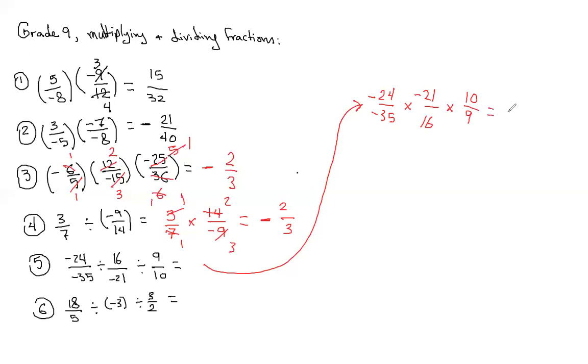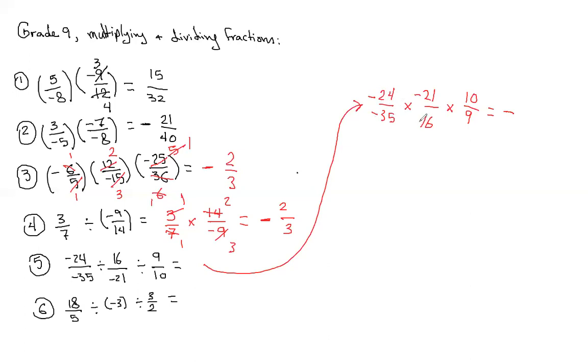My final answer is going to be definitely negative because I have 1, 2, 3 negatives, and that's an odd number of negatives. So if it's an odd number of negatives again, your final answer is going to be negative. And then you could ignore those negative signs. Don't just assume they're not there anymore. And then diagonally, I could start reducing.